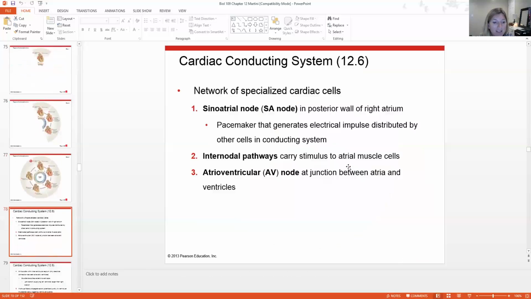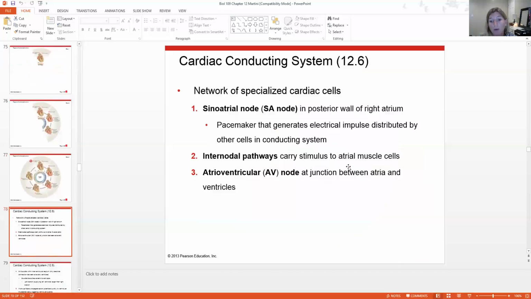Our heart also has a conducting system. There's some nerve impulses that have to drive this process. So we have a network of specialized cardiac cells. One's called the SA node or sinoatrial node. This is on the posterior wall of the right atrium. This is our pacemaker. It's the pacemaker that generates the electrical impulses that are needed to conduct the heartbeat.